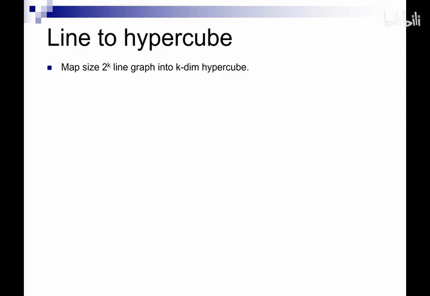Okay, so now we want to look at some specific mappings between different topologies. So the first one is going to be mapping from the line to the hypercube. Okay, so suppose you have a k-dimensional hypercube, right? Then that has 2 to the k number of nodes. Okay, so we're going to take a line of the same size and map it into the hypercube.